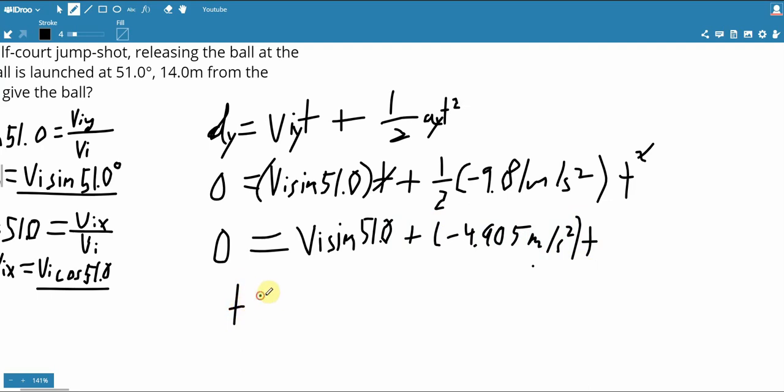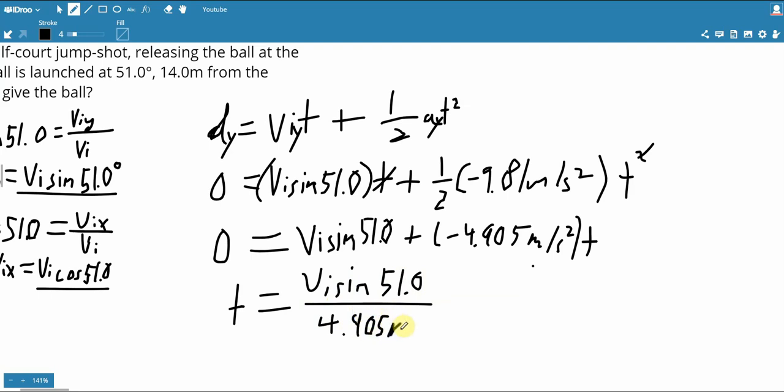Then we just subtract the VI sine 51, then divide by negative 4.905. The negatives will cancel out, so it'll be t equals VI sine 51.0 divided by 4.905 meters per second squared.